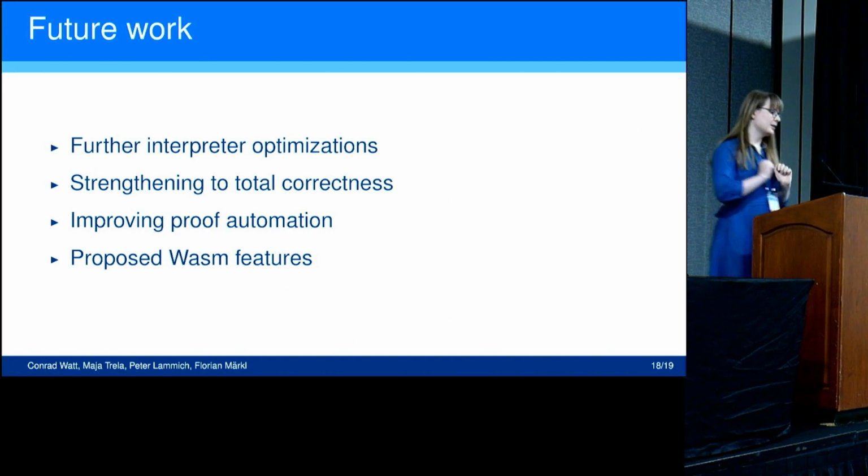As for future work, one obvious thing that we can do is to further optimize the interpreter, possibly adding more steps to the refinement proof so that it's suitable for more and more applications. We can also strengthen the result to express total correctness, not just soundness. We also think that our proof would be a good target for evaluating proof automation techniques, given our reliance on them. And we expect to continue supporting proposed WebAssembly features in the future.